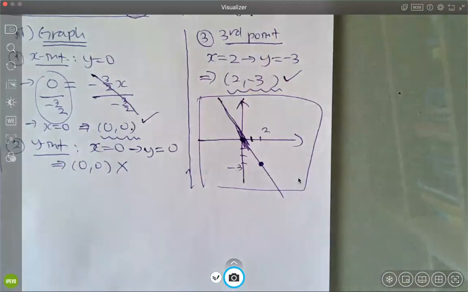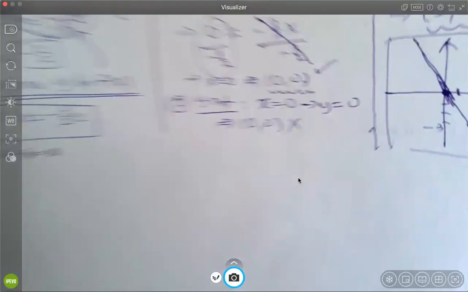Okay. So even when the x and y intercepts are the same, you have to find the third point. Okay, so now that is A, and then part B. Part B, 2x minus 5y equals 10.